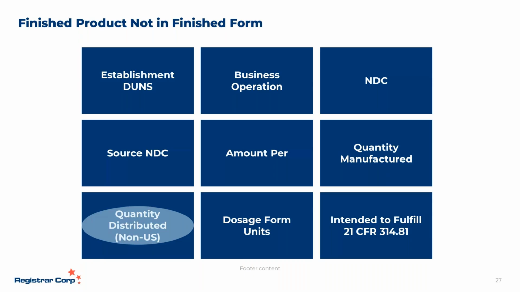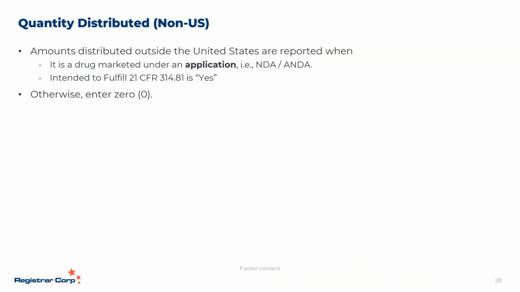When a drug is marketed under an application, and if it is desired to use it for the amount reporting for reporting distribution amounts, then the reporter would select yes for intended to fulfill 21 CFR Part 314, Section 81. When yes is selected, then the reporter would need to report amounts for quantities distributed outside the United States.